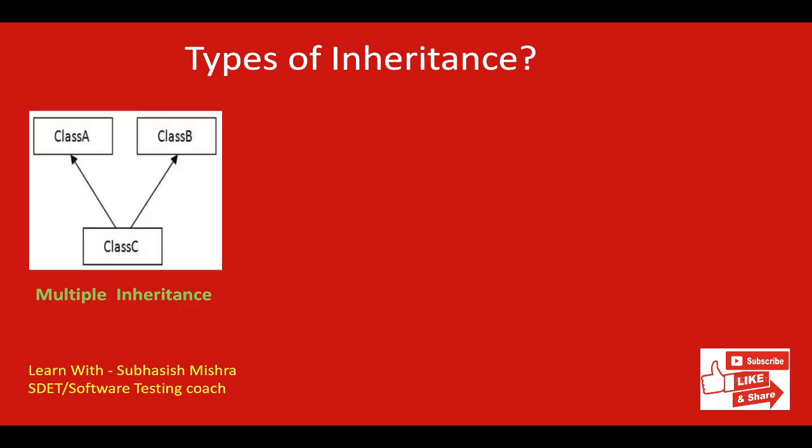Then we have multiple inheritance. When one class extends more than one class, then this is called multiple inheritance. For example, class C extends class A and class B, then this type of inheritance is known as multiple inheritance. Java doesn't support multiple inheritance. We'll understand why Java doesn't allow multiple inheritance and how we can use interfaces instead of classes to achieve the same purpose. So basically this is not supported through the class concept, but it is supported through interface.